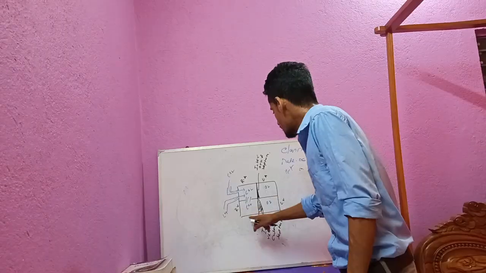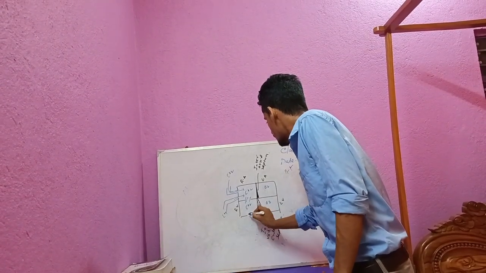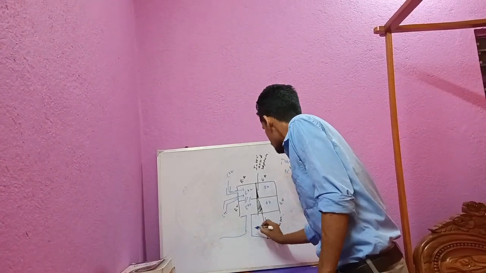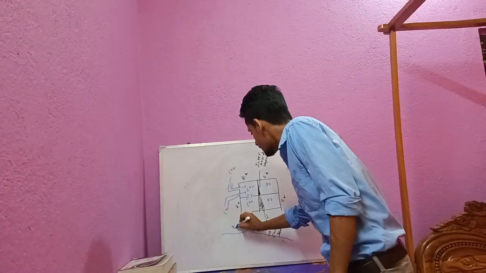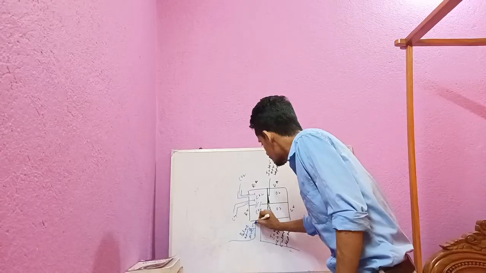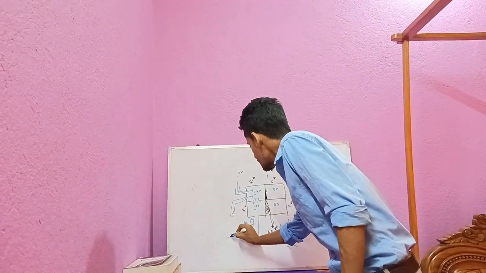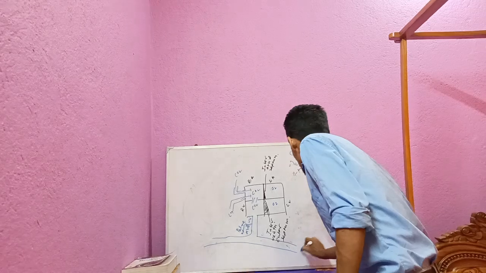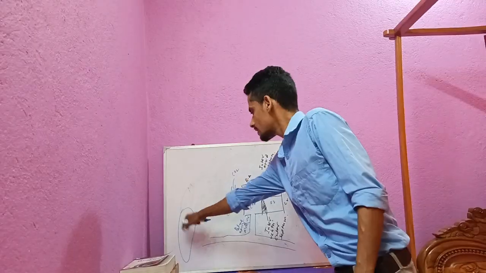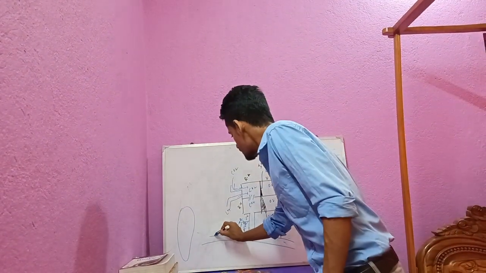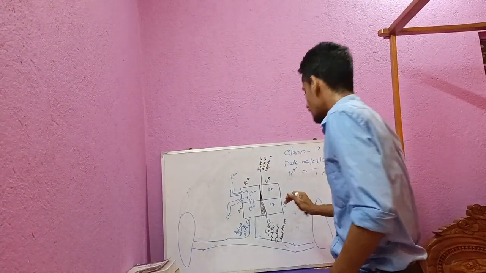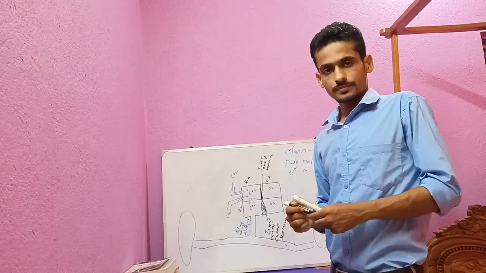And from this right ventricle, blood enters the pulmonary artery. And from this pulmonary artery, blood goes to the lungs. This is the right lung and this is the left lung. So deoxygenated blood goes to the lungs by the pulmonary artery.